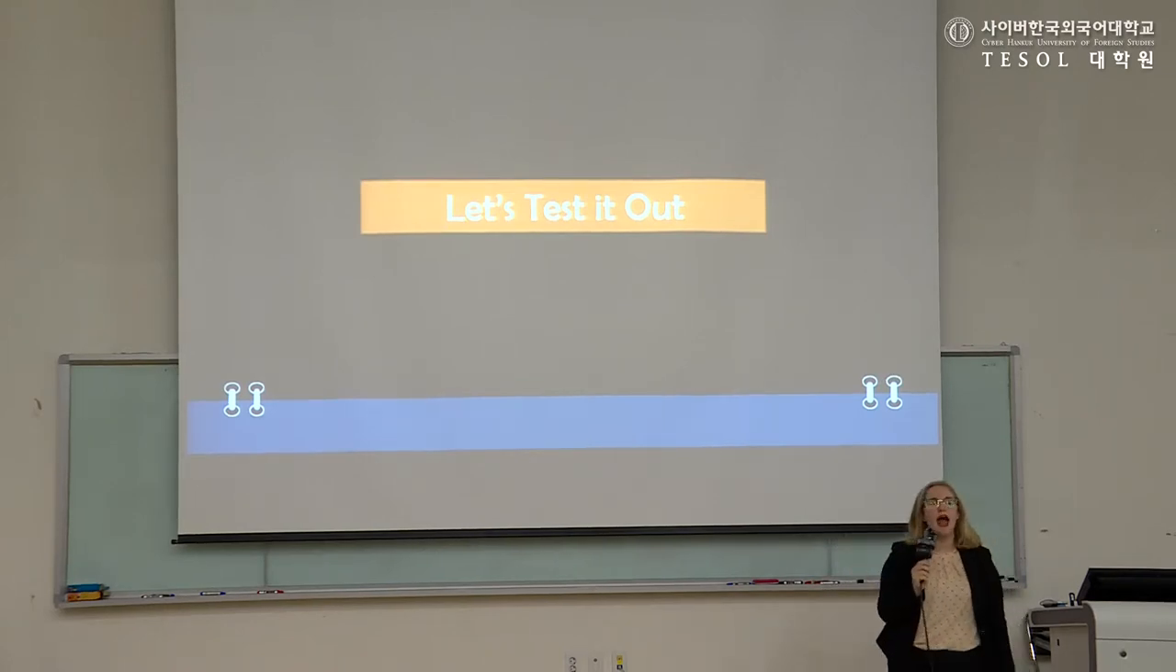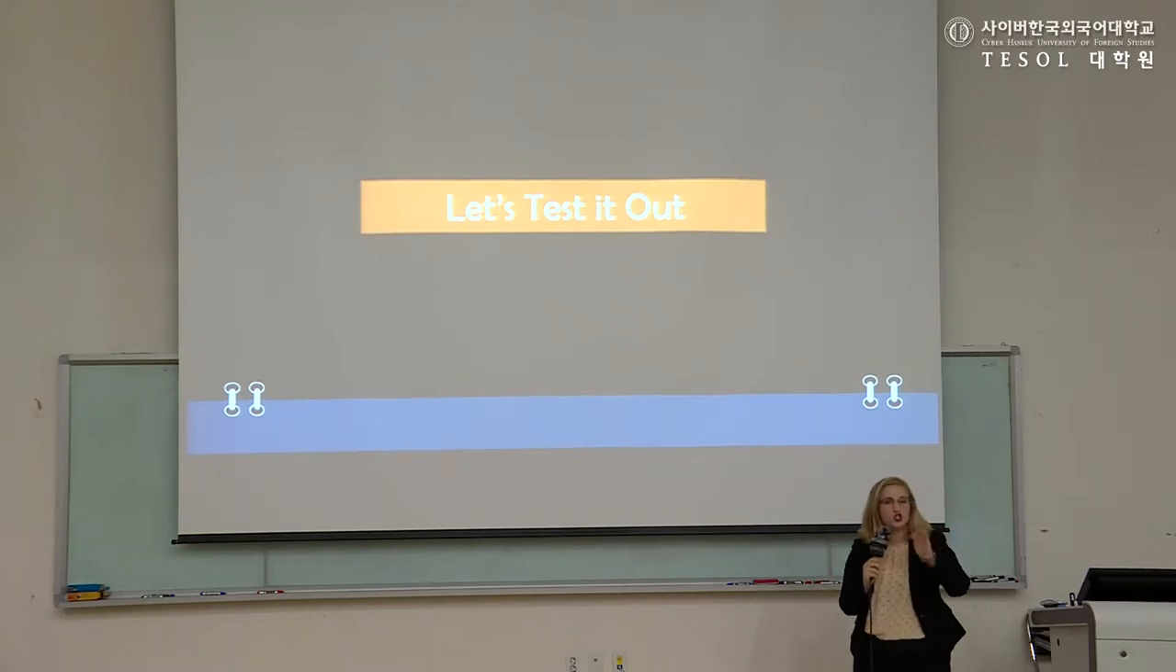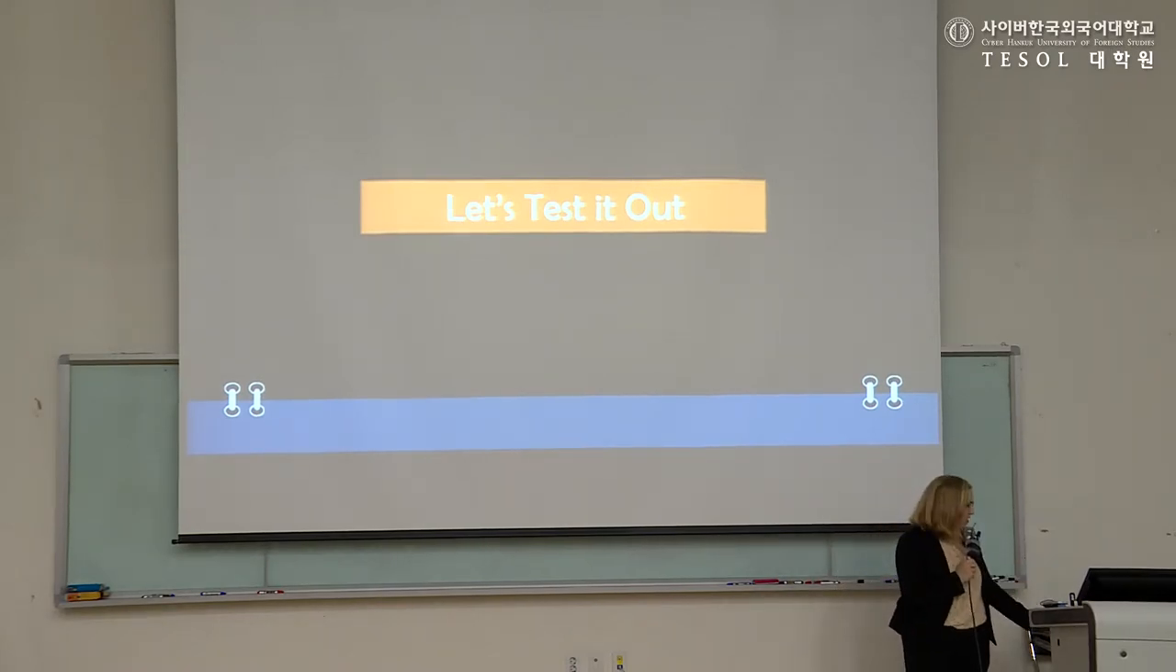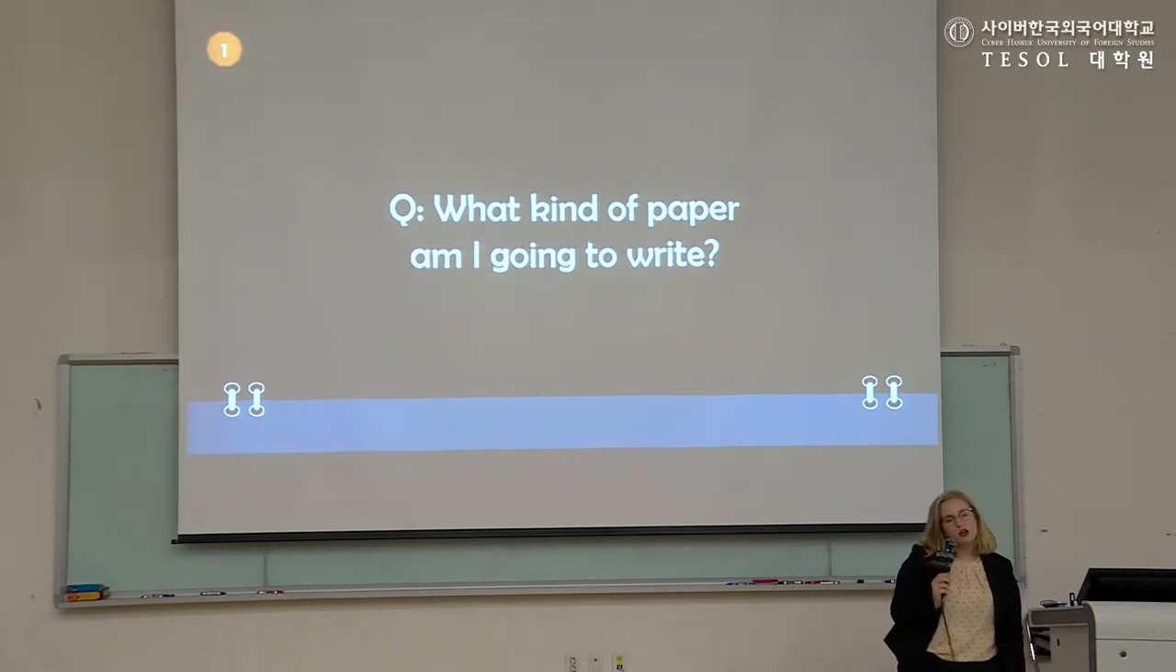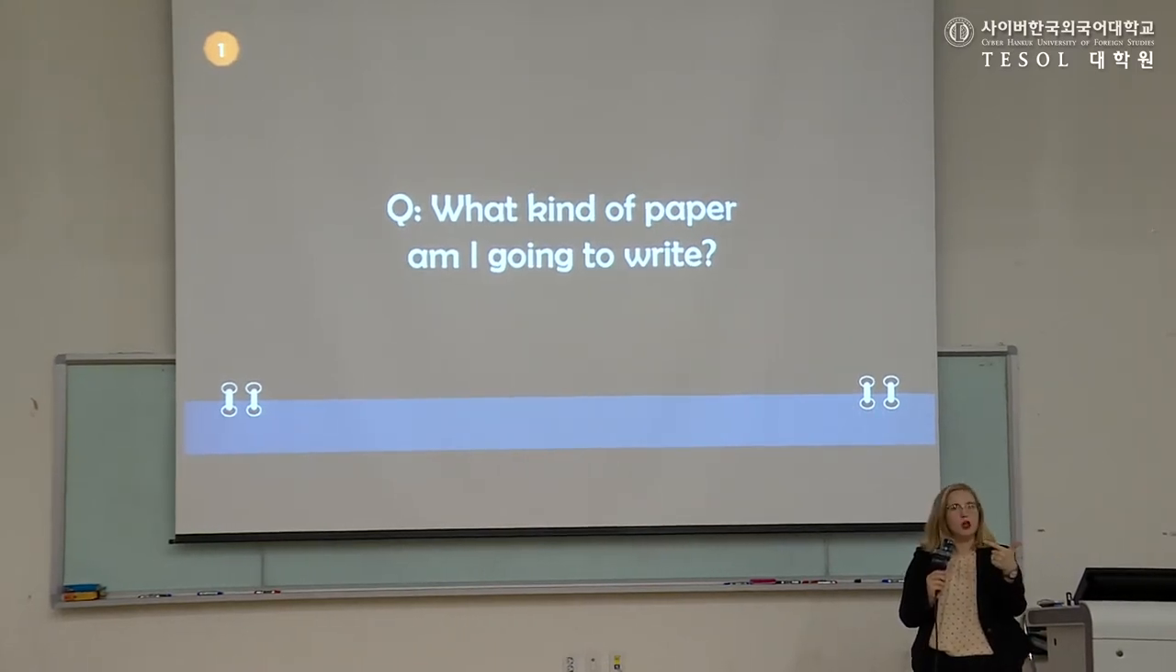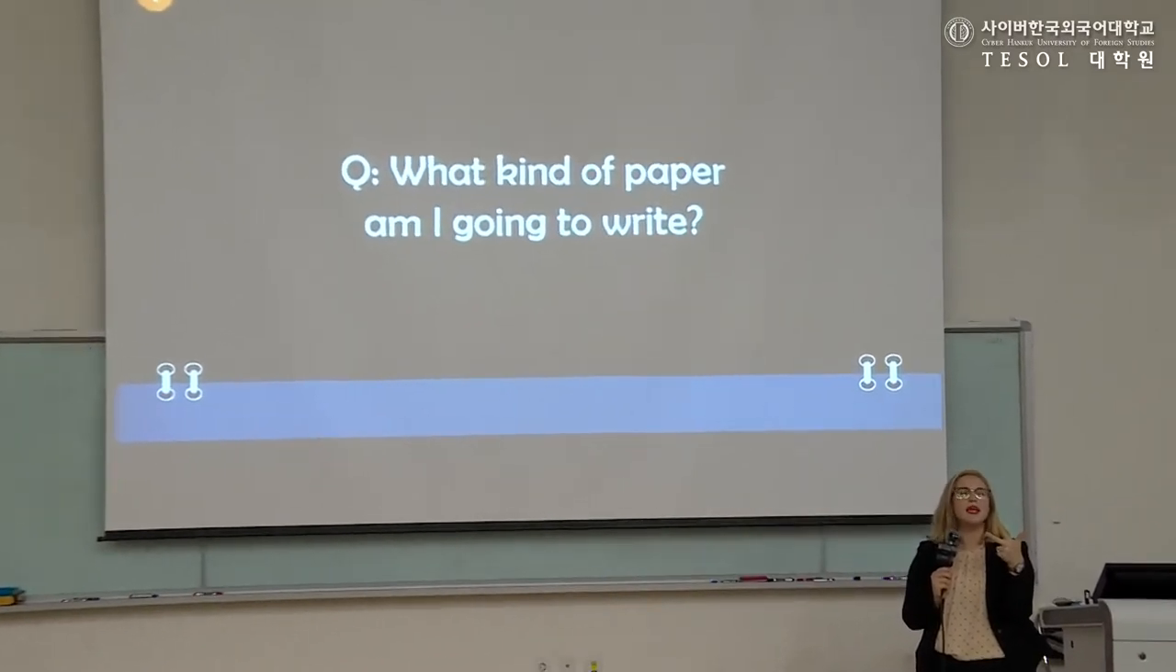So let's test it out. How do you start the process? Well, you ask the first question: what kind of paper am I going to write? Who knows what kind of papers there are? There are three main types of papers in academia. Anyone know them? Qualitative, quantitative, and mixed method.